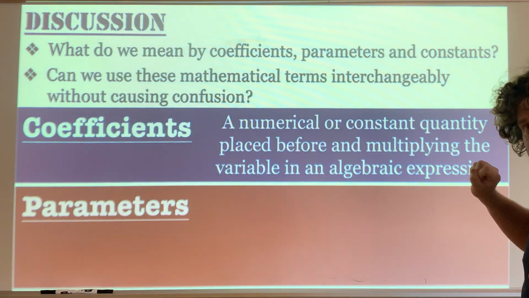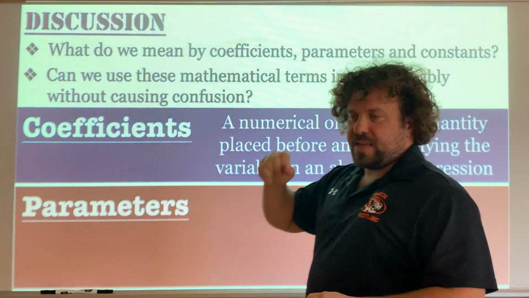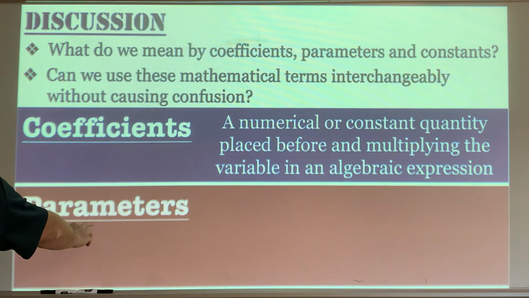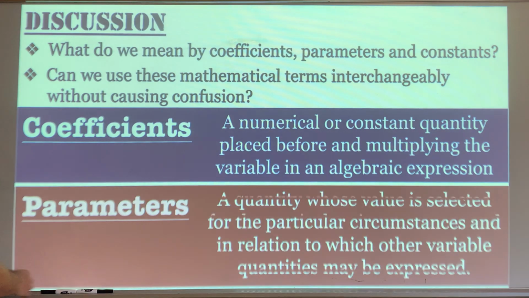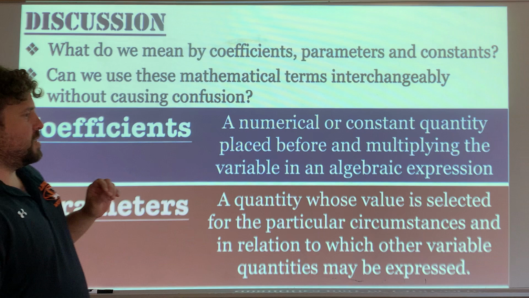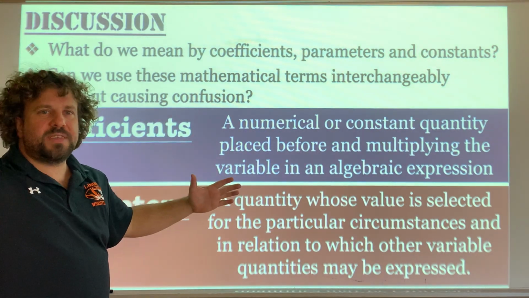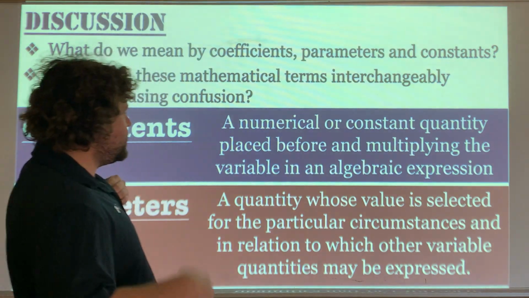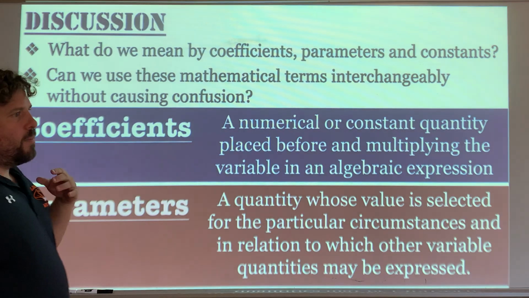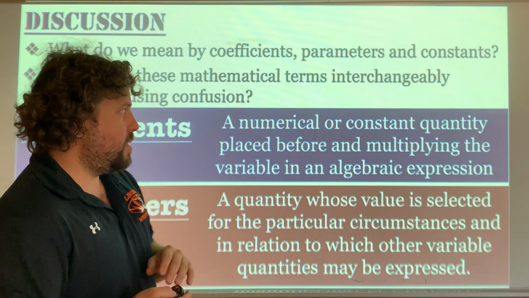That's a crazy thing there. And if it's just a number by itself, it's also a coefficient because technically that number is in front of x to the 0 power, which is 1. A parameter, slightly different, pretty much the same. That's a quantity whose value is selected for that particular circumstance. So your parameter is like a section that you want to do, like from 0 to 50 seconds. That's your parameter. All right? And it's in relation to the other variables and quantities expressed. So it's related to the coefficients, but the parameters deal more with like a window that you're dealing with in numbers.